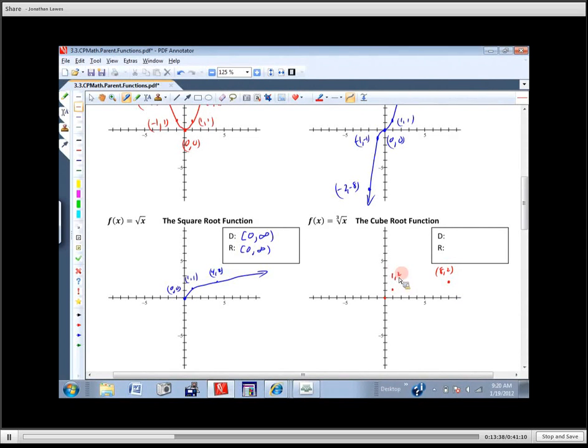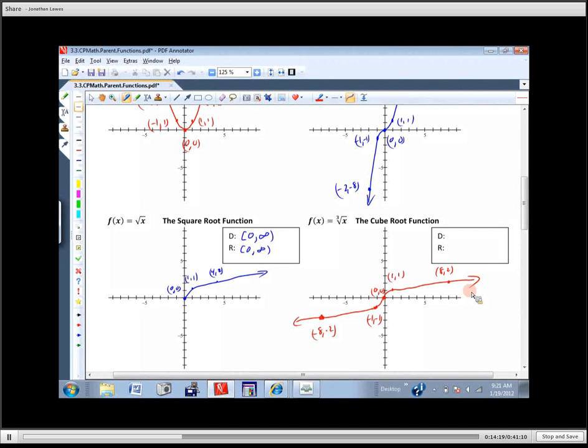This point is 1, 1. This one is 0, 0. Now, what happens when we plug in negatives? Let's pick convenient numbers to plug in that are negative. Negative 1 has a nice cube root. It's negative 1. What's the next most convenient point after that? Negative 8. So we'll go to negative 8, and the cube root of negative 8 is negative 2. So the graph looks something like this. And those are the 5 key points that we'd graph there.